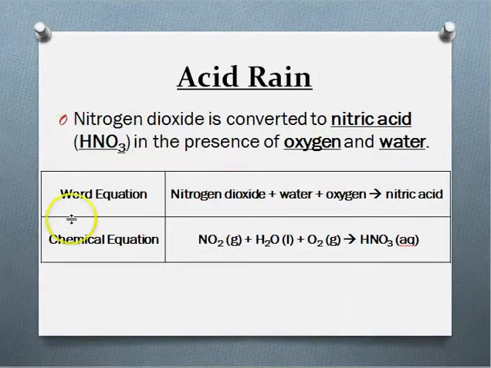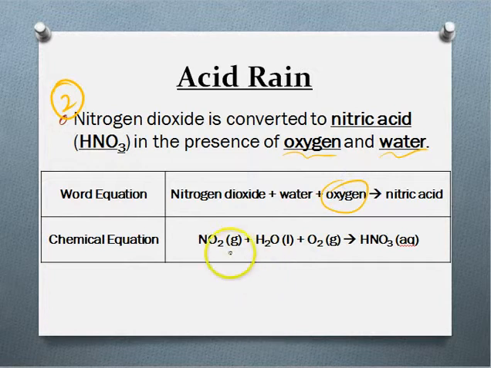Next, we're going to look at nitrogen dioxide, the second one. We covered sulfur dioxide, now nitrogen dioxide. Nitrogen dioxide is converted to nitric acid in the presence of oxygen and water. This equation is not so straightforward. It is not just nitrogen dioxide with water; you need oxygen around too. You can see here the equation is not balanced, but don't worry too much.